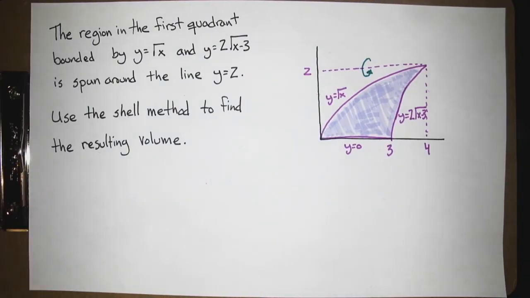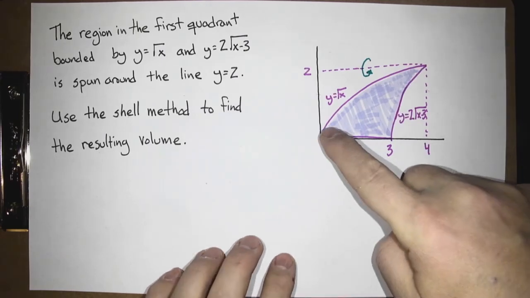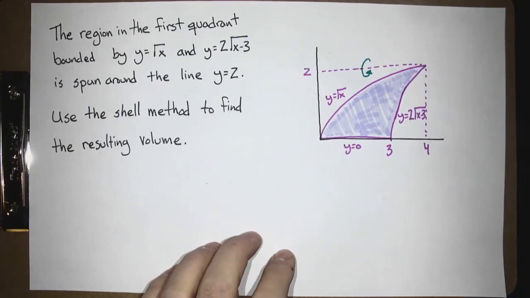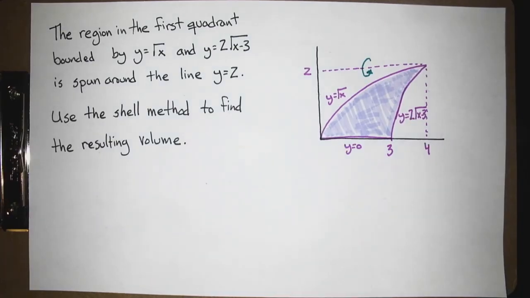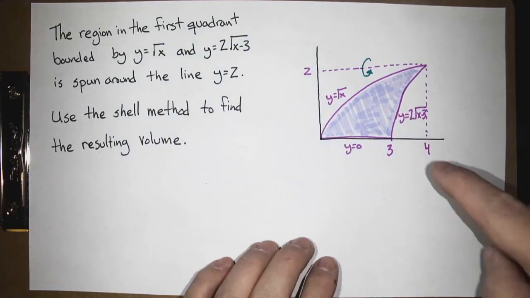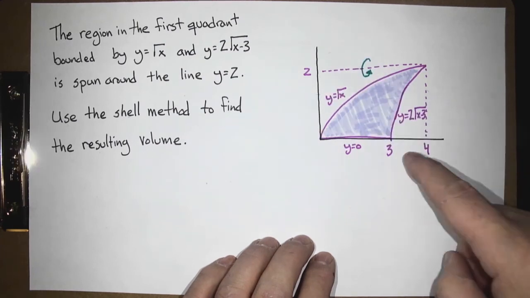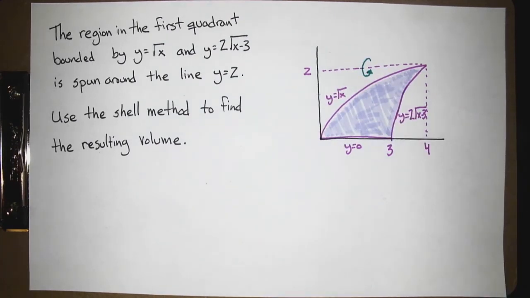The region in the first quadrant, bounded by y equals root x, this curve, and y equals 2 root x minus 3, which is that curve, and I've marked some various points here, is spun around the line y equals 2. Use the shell method to find the resulting volume. Maybe let's talk about the setup.